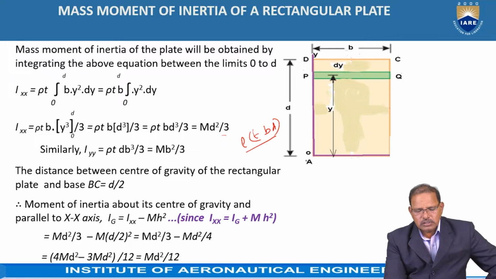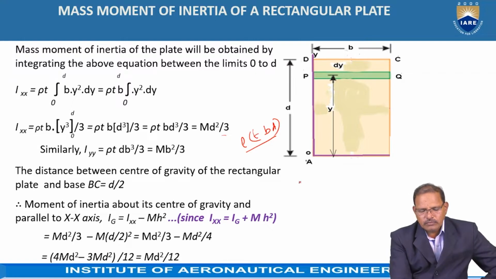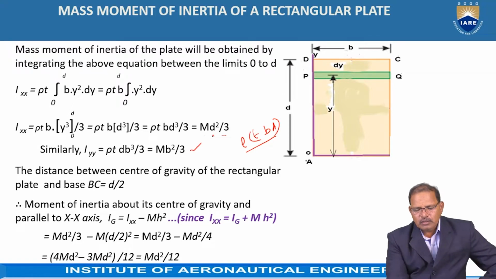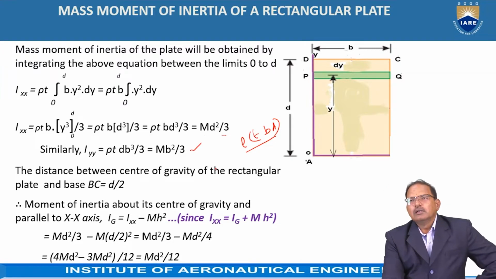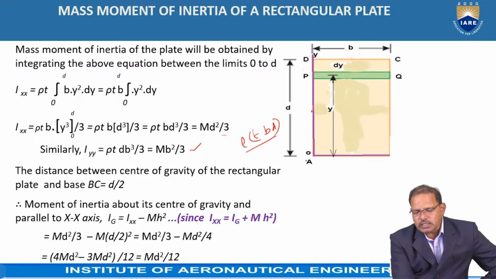Iyy, can be written as m b cube by 3 now. Now let us consider the moment of inertia of the body about its central axis, that is GG.